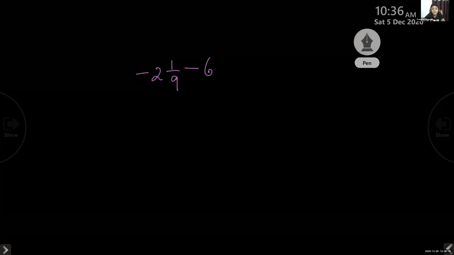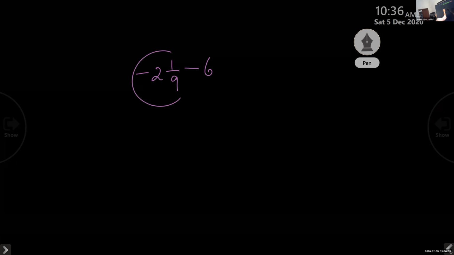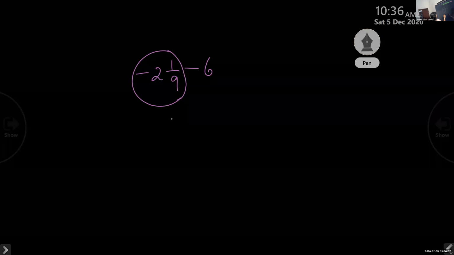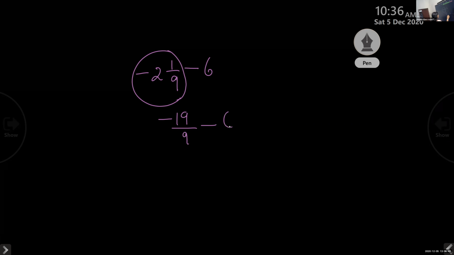Ma'am, negative 8 1 by 9. Yes, negative 8 1 by 9. That is when you make it a mixed fraction, you will get negative 8 and 1 by 9. So let us see what it is. You make the improper fraction: 2 9s are 18 plus 1, 19. So you will get 19 by 9 minus 6, that means plus negative 6.